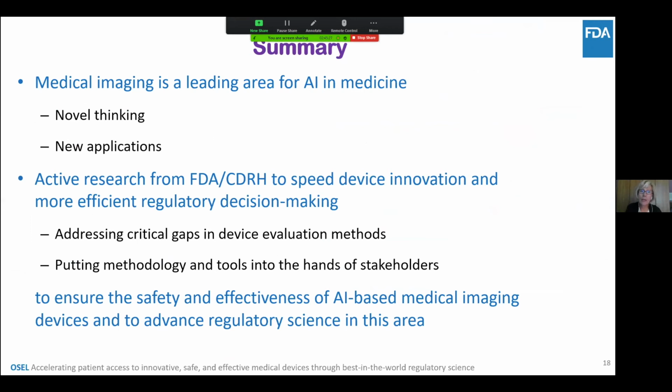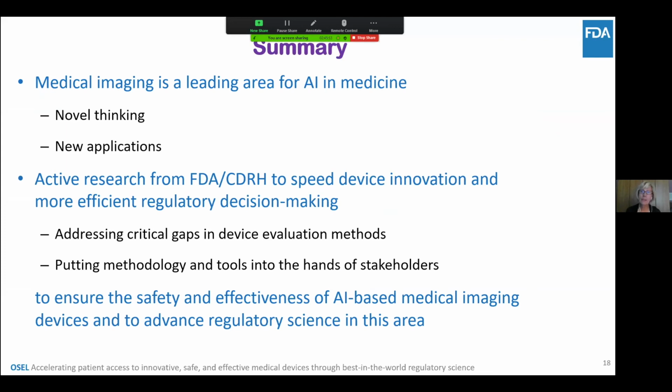So I'm going to summarize by saying what we've all been saying, that medical imaging is a leading area for AI in medicine. We've been at this a long time, but what we're seeing now are novel thinking and novel applications. And the research labs are poised to speed device innovation and more efficient regulatory decision-making. We sit in this wonderful space between innovation and evaluation.